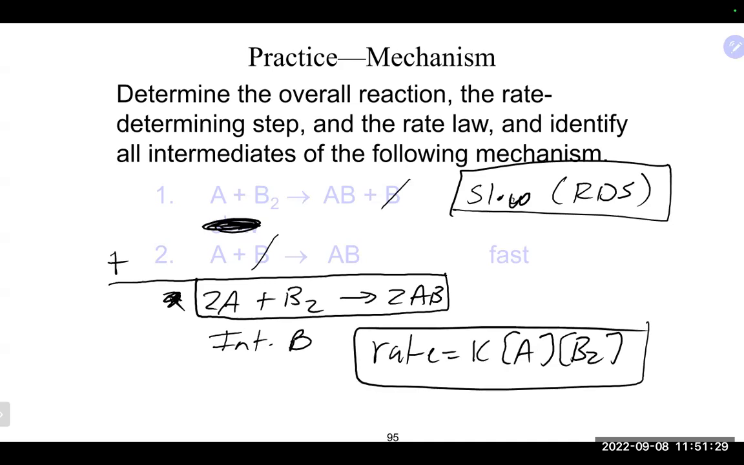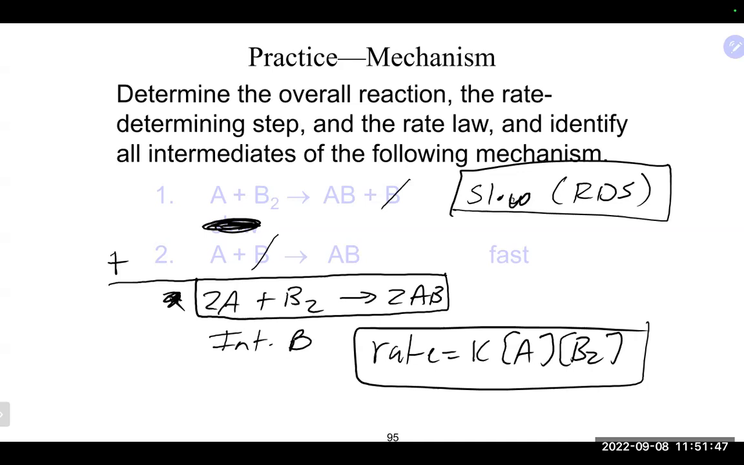Any questions on any part of that there? Any questions on mechanisms? Okay.